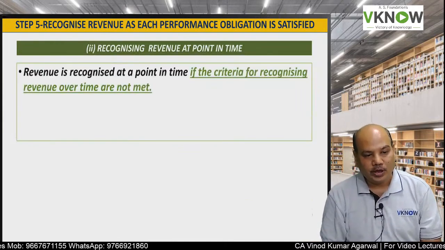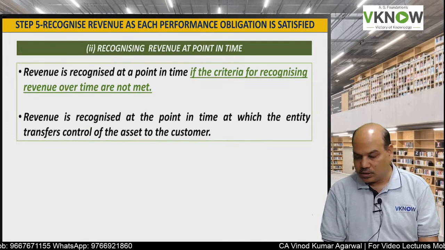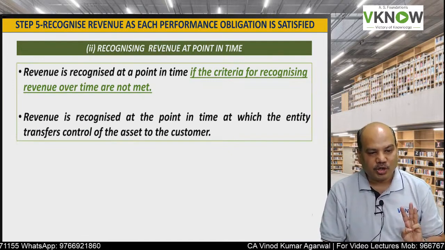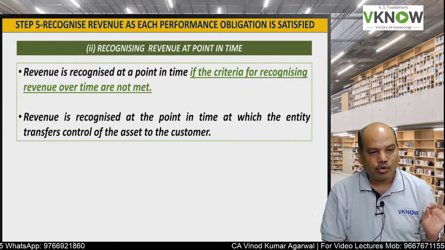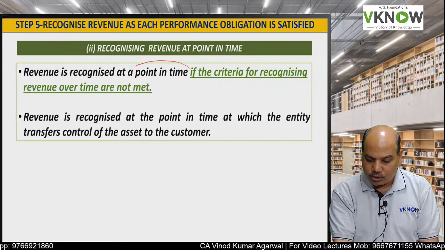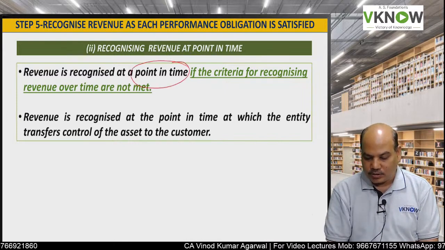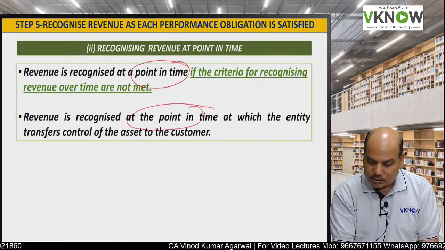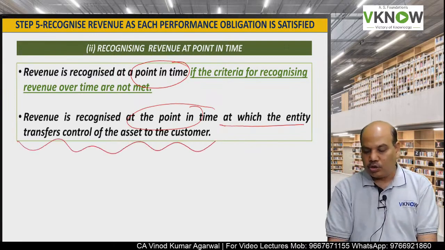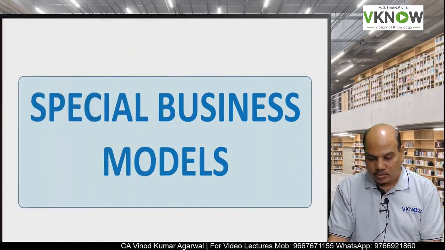When will revenue be recognized on point in time basis? When none of the three criteria mentioned for satisfied over time basis are fulfilled, then we will follow point in time basis. So point in time basis means revenue is recognized when the entity transfers control of the asset to the customer.